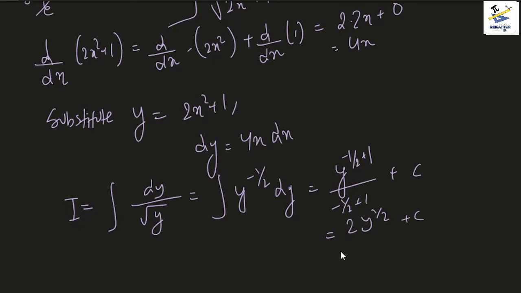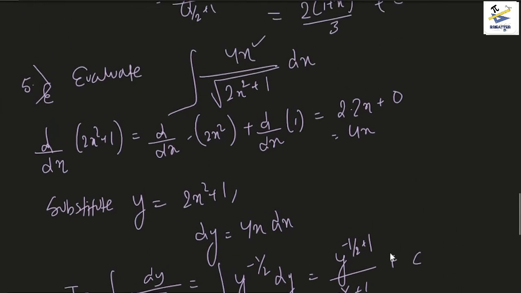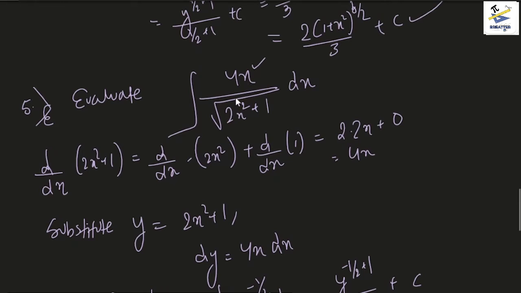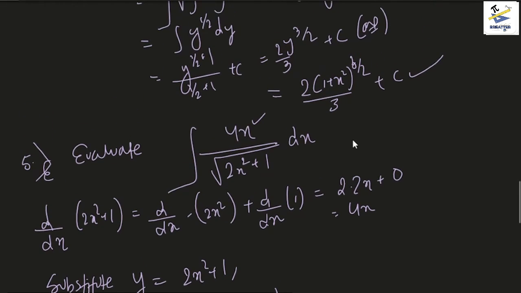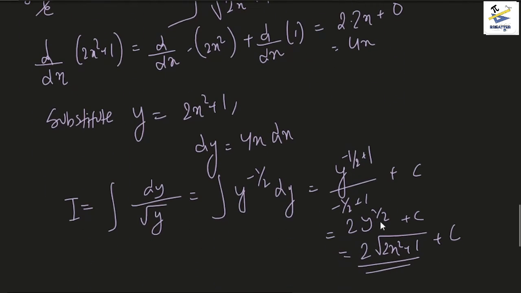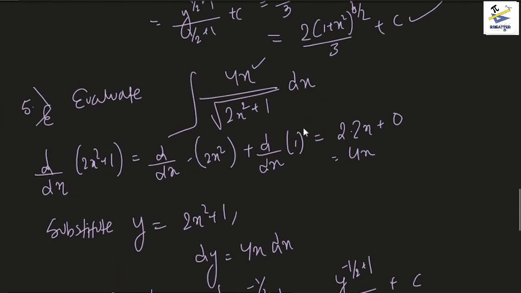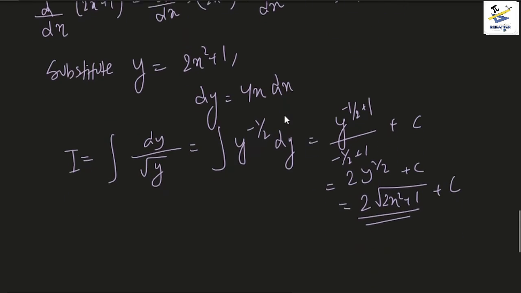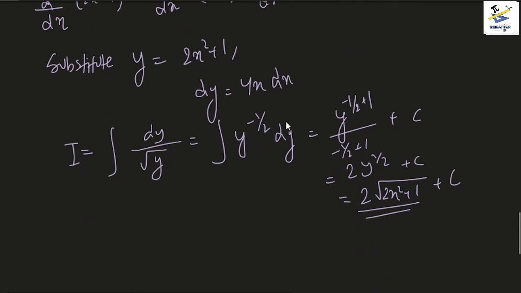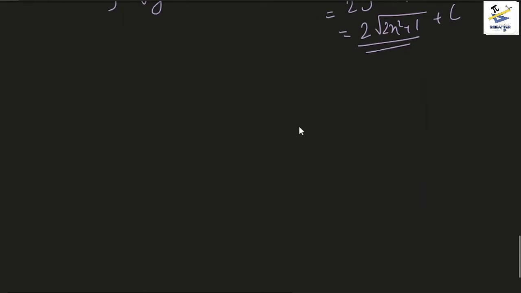And we can substitute back our answer to find it's just 2 into root over 2x square plus 1 plus c. If you differentiate this using the chain rule, you would find that the answer is basically 4x divided by root over 2x square plus 1, which is amazing because differentiating something is very easy while integrating something is insanely hard, just because of the methods or the ways you have to look for, right? Okay, let's do another one.